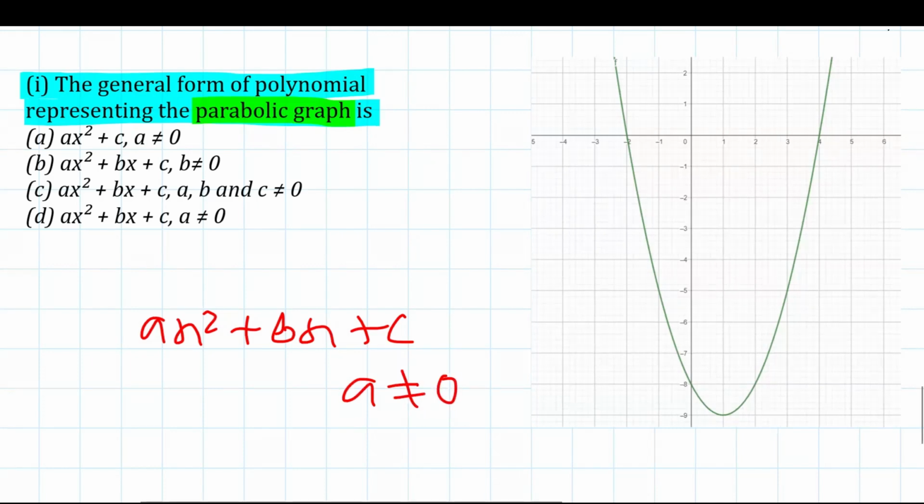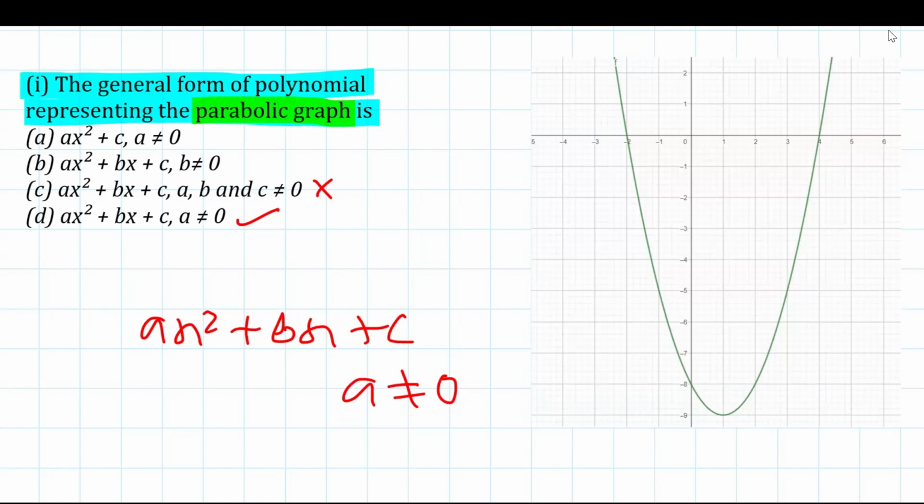Because if I make this a as 0, this whole thing will vanish. At the end, we are getting a linear polynomial. So this is the correct one. Now, if I see the options, this is correct. Why is this not correct? Here they are writing c is not equal to 0. We should write a should not be 0.